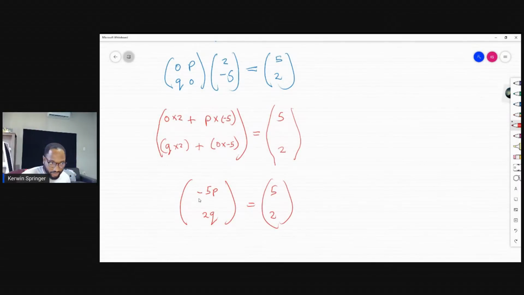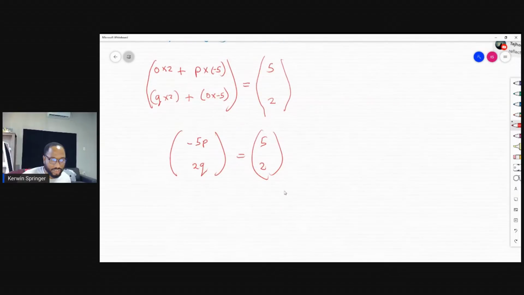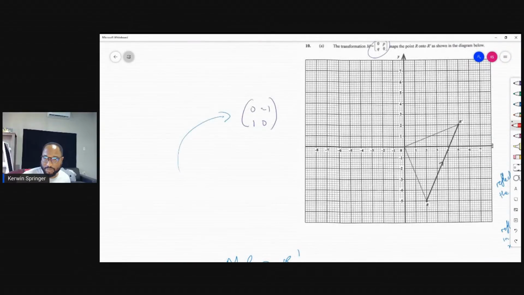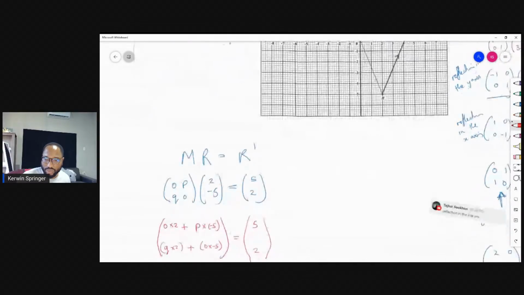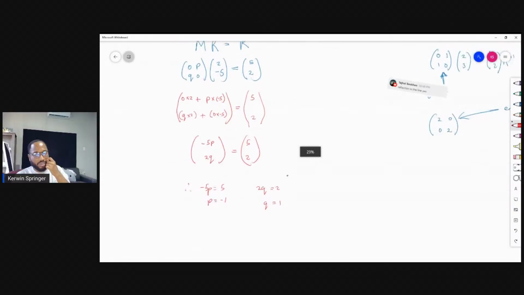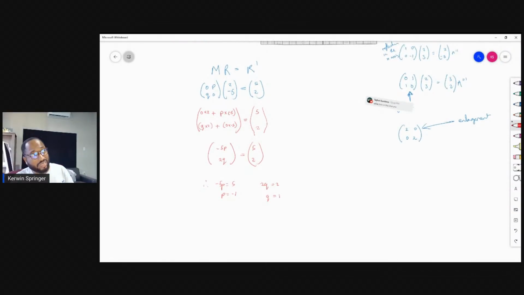And this is equivalent matrices. Therefore, -5P must be equal to 5, so P must be equal to -1. Well, 5 divided by -5 is -1. And 2Q is equal to 2, so that means Q is 1. Q had to be 1. That's the only way that can work. So we just figured out the values of P and Q: P is -1 and Q is 1. And that was a question like 2 years ago.